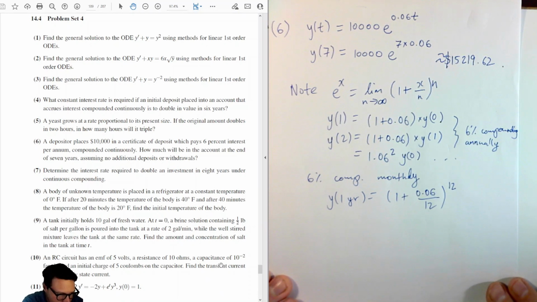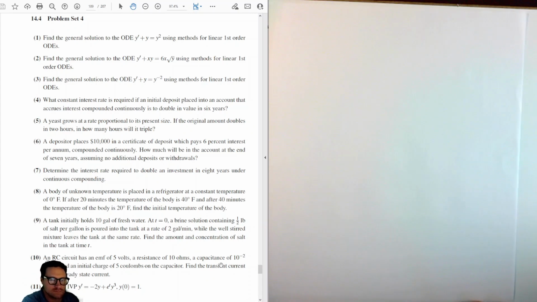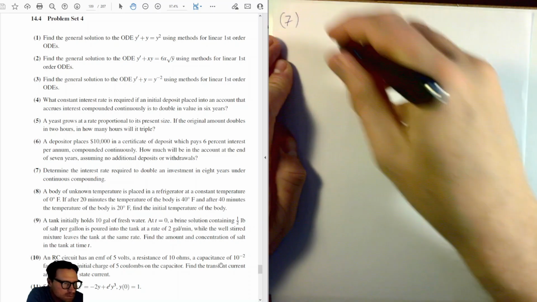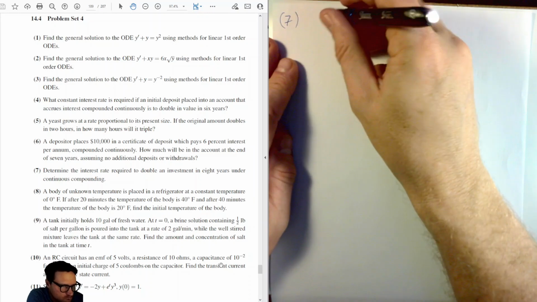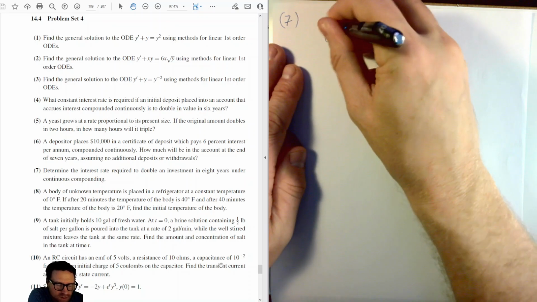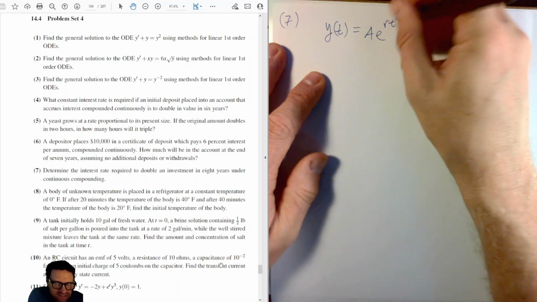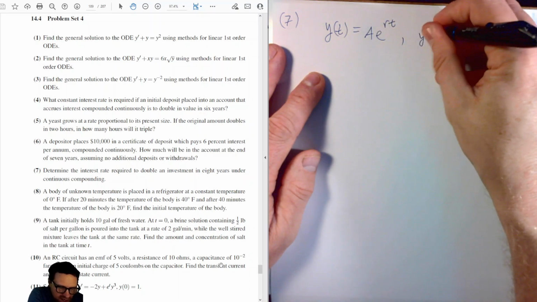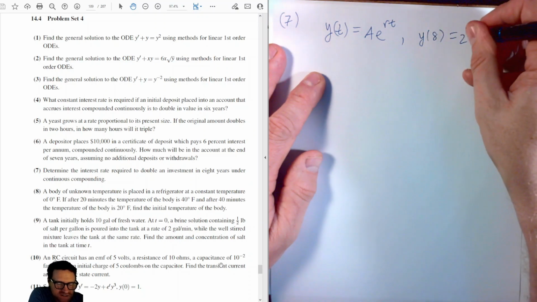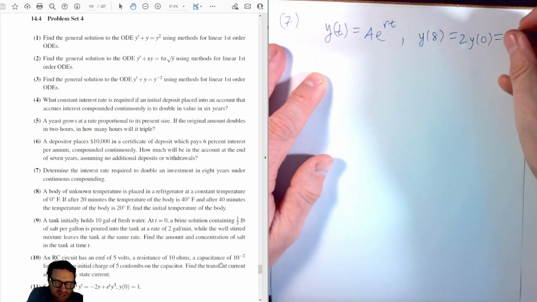All right, let's move on to question 7. Determine the interest rate required to double an investment in 8 years under continuous compounding. So we know how this looks. y of t is equal to a e to the rt. And so what we have then is y of 8 is equal to twice y of 0. And y of 0 is just a. So this is 2a.